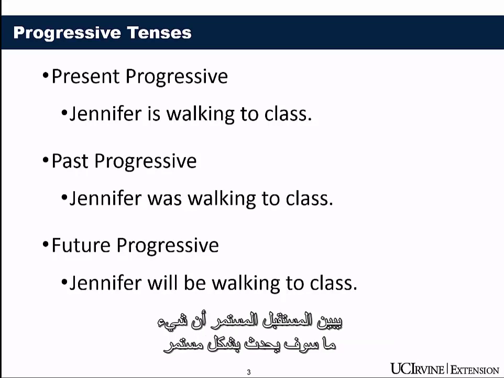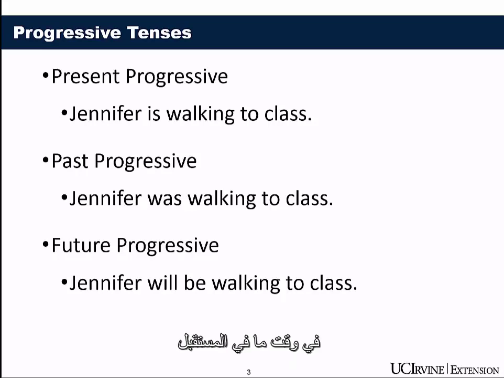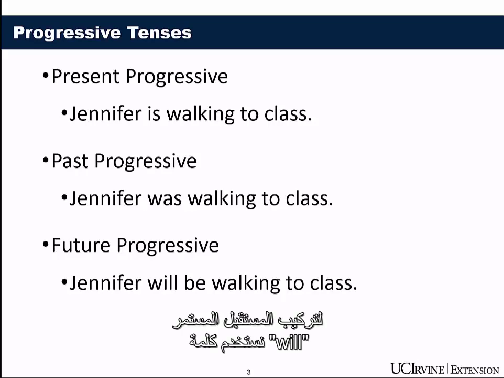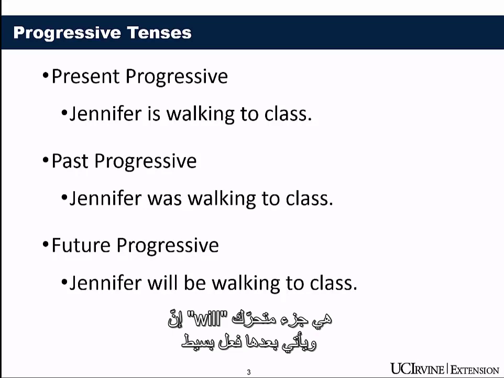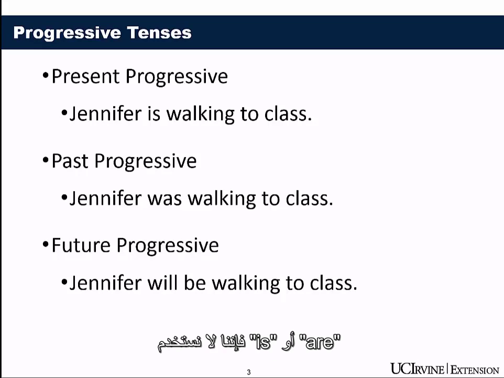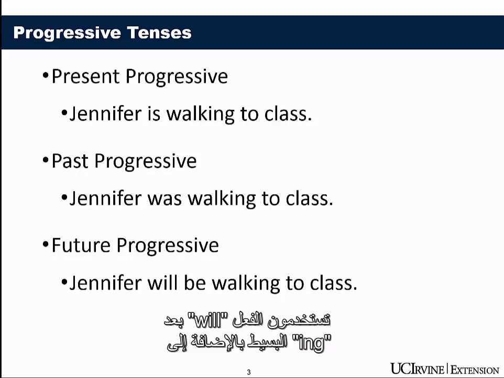Future progressive shows something that will be happening continuously at a time in the future. To make the future progressive, we use the word will plus be and the ing. Will is a modal that has to have a simple form of a verb after it. So we don't use is or are. After will, you use the simple form be plus your ing.